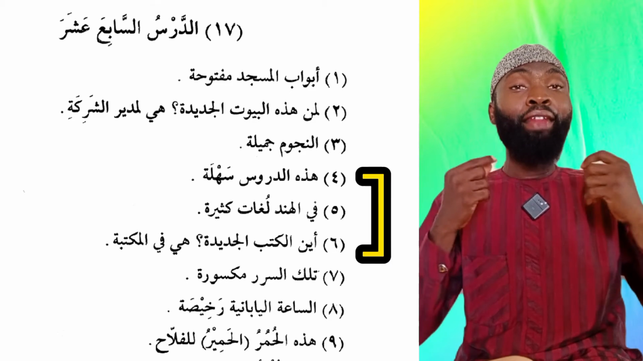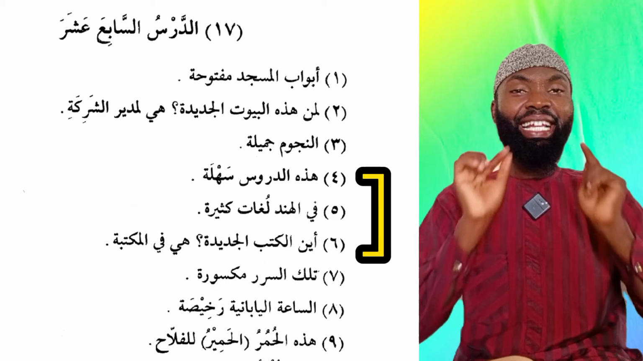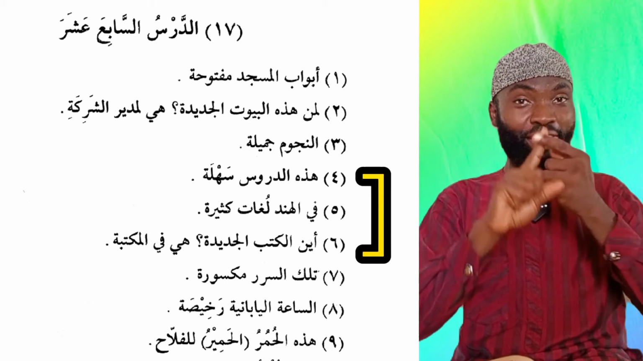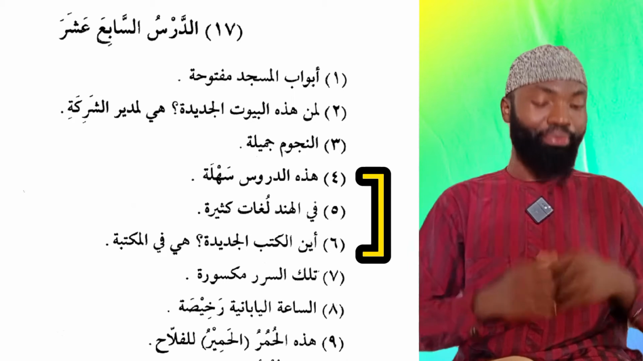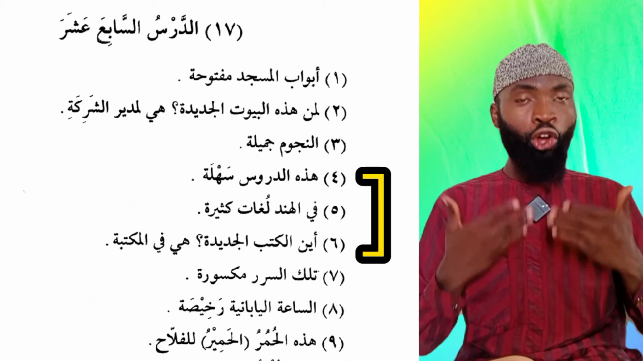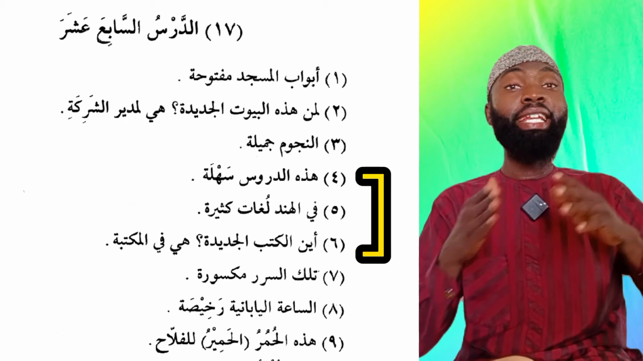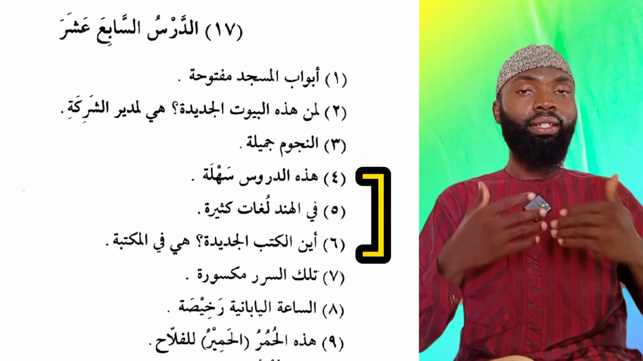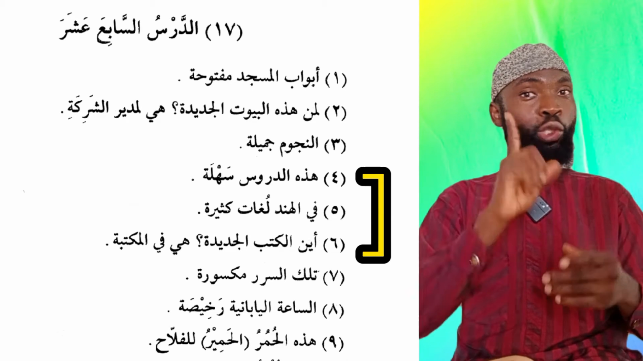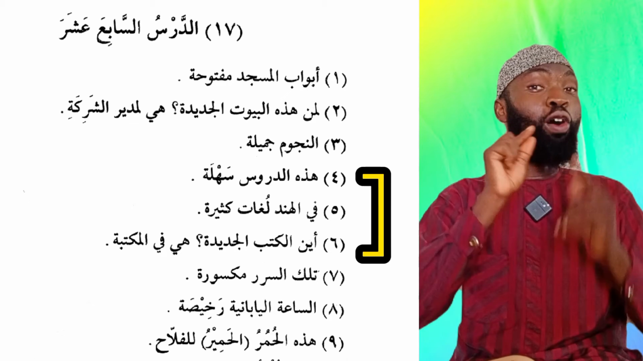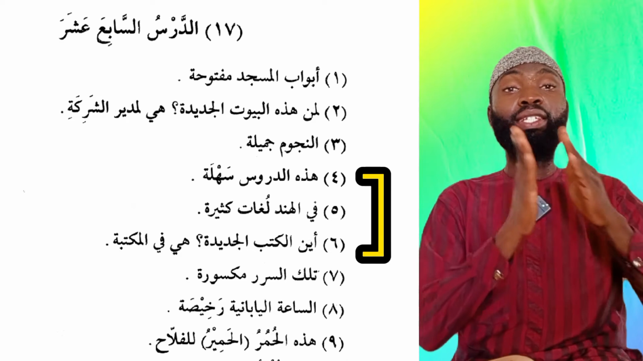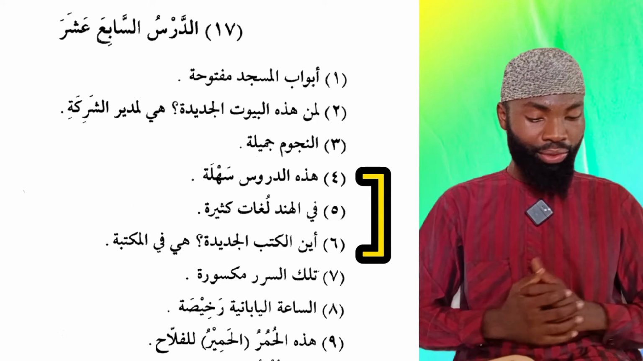Number 4, we have hadhihi durusu sahlatun. These lessons are easy. Sahlatun for a singular feminine word. Number 5, we have fil hindi lugatun kathiratun. In India, there are lots of languages. There are many languages, kathiratun. You will not say kathiruna, no. Simply say kathiratun, because kathiratun is talking about irrational plural nouns.